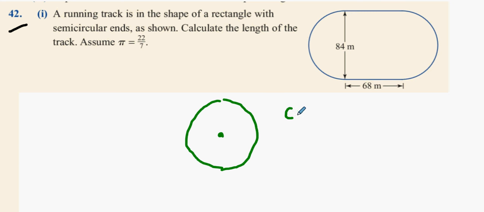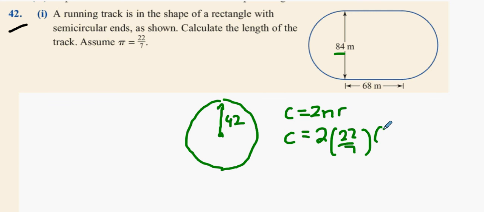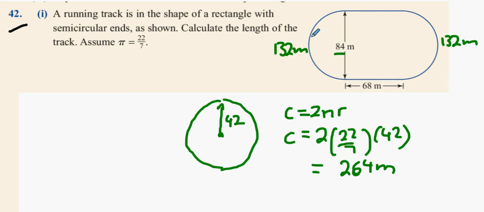C equals 2 pi r. What's the radius of this circle? Half of 84? 42. Circumference equals 2 multiplied by 22 over 7 for pi multiplied by radius, which is 42. What did you just get? 264? 264 meters. What does that mean for each end? Each end is 132 meters. Is that okay?